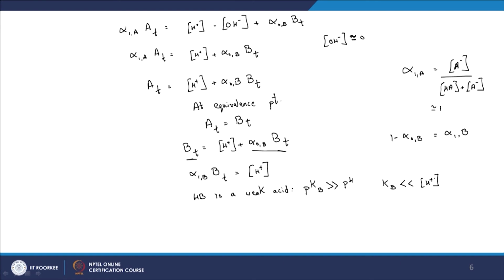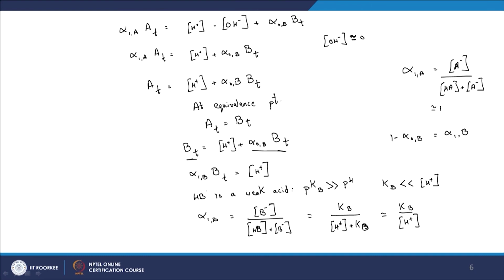And where can we apply this, I guess? So let us write this down here. We know that alpha 1 of B, what is that equal to? The deprotonated form of B, which is B minus, by the protonated form of B, which is HB, and B minus. And from our background we know that that is going to be equal to Kb by concentration of H plus, Kb, right. So if Kb is far less than H plus, what does the denominator turn out to be? I am going to say that it is going to be equal to Kb by concentration of H plus, right.